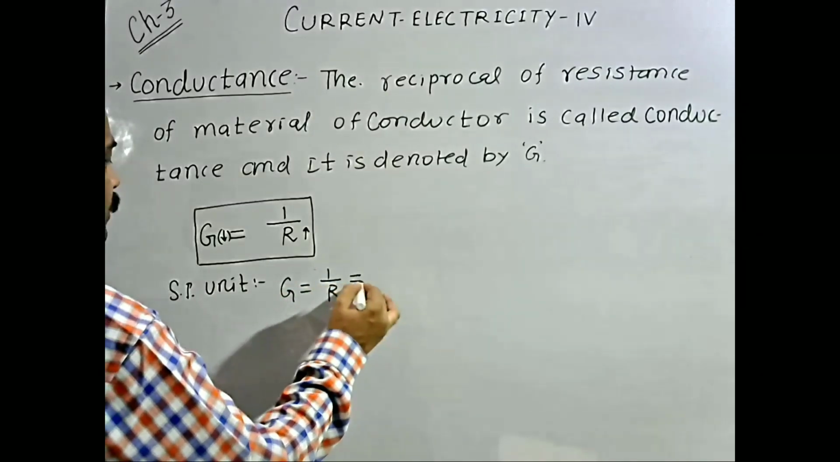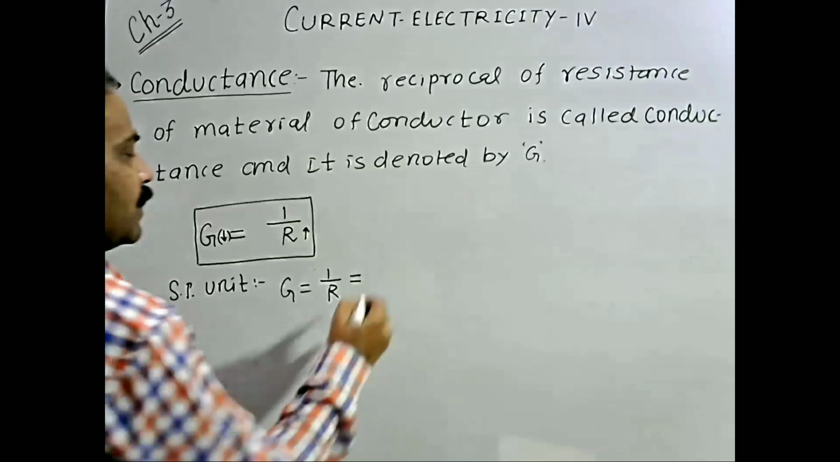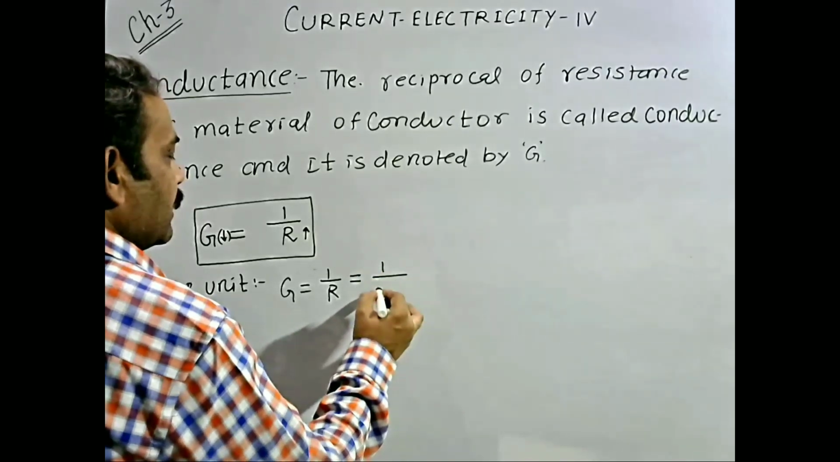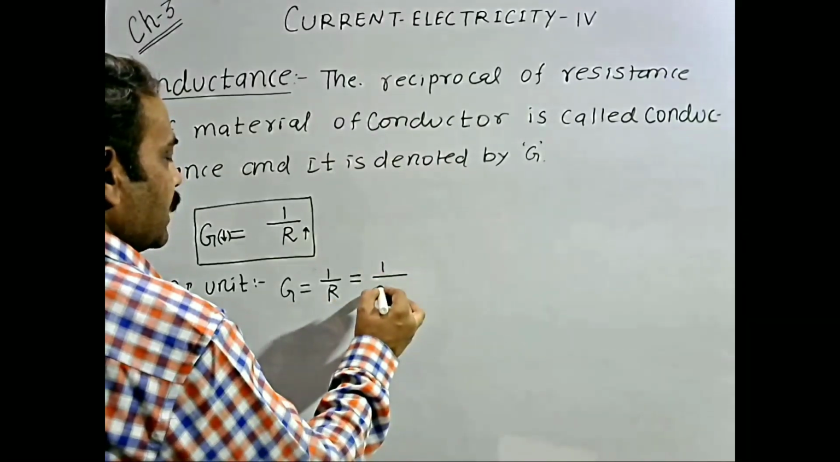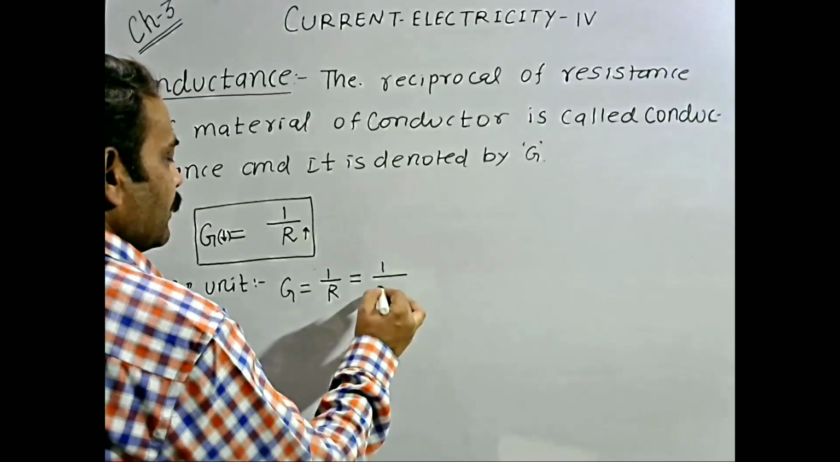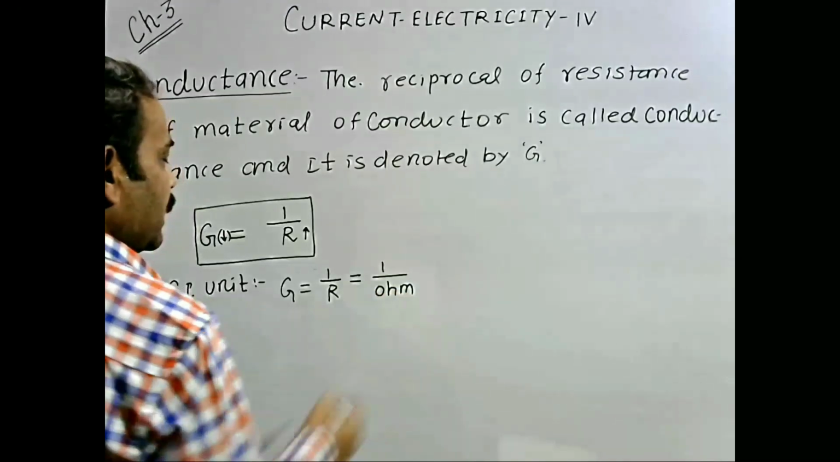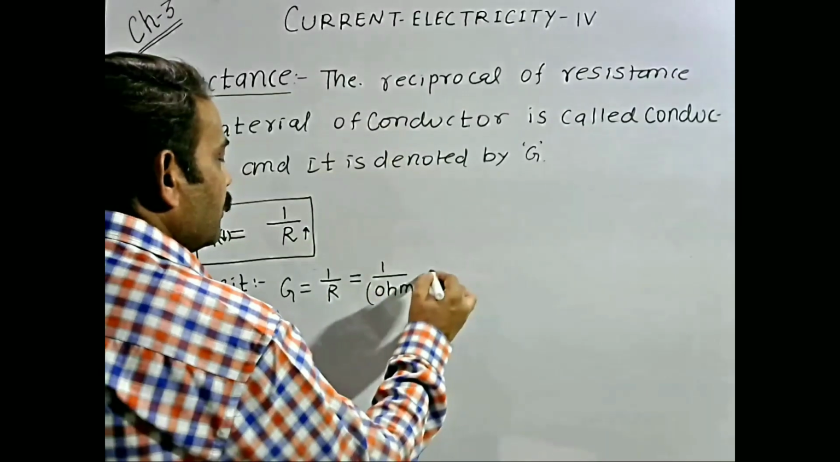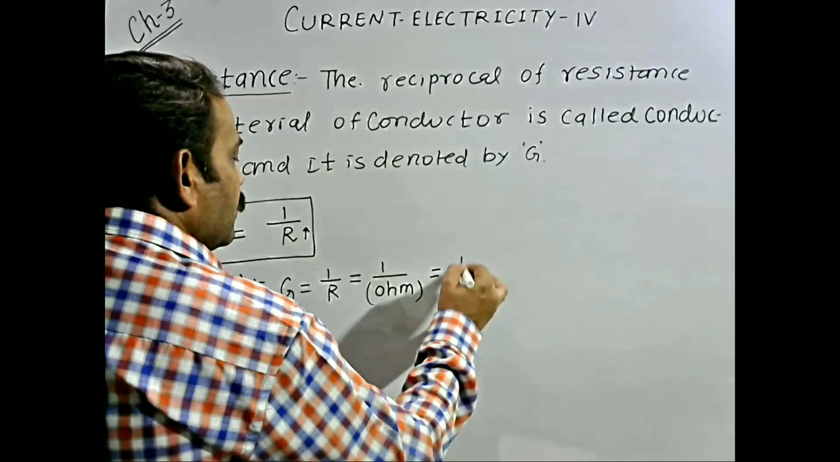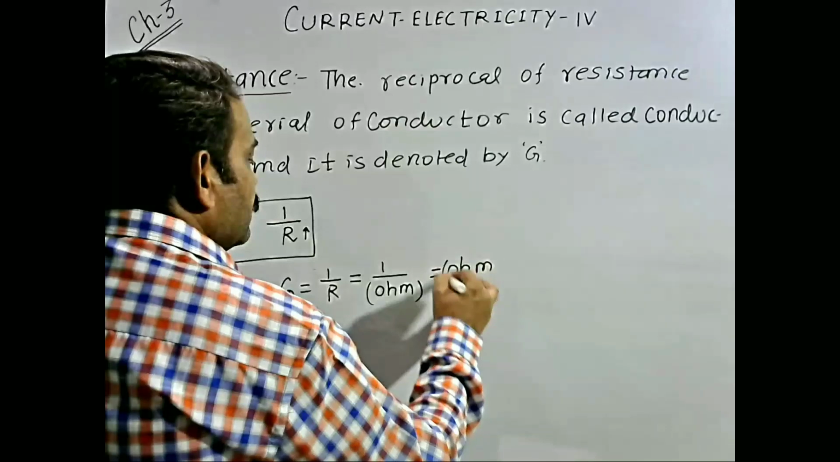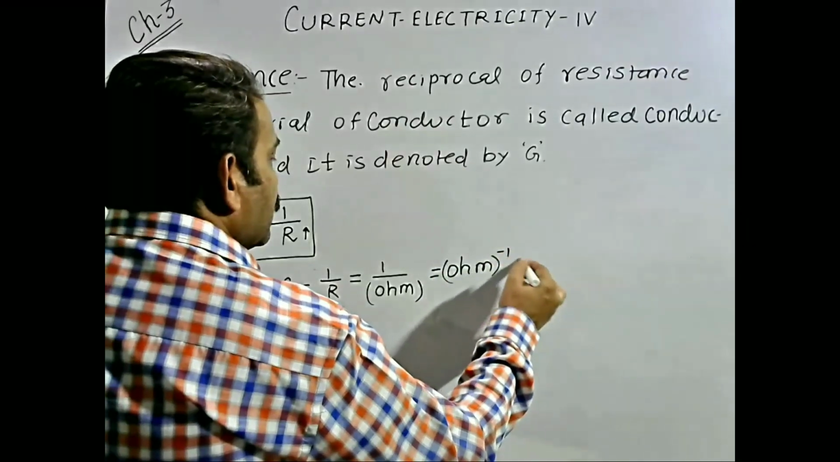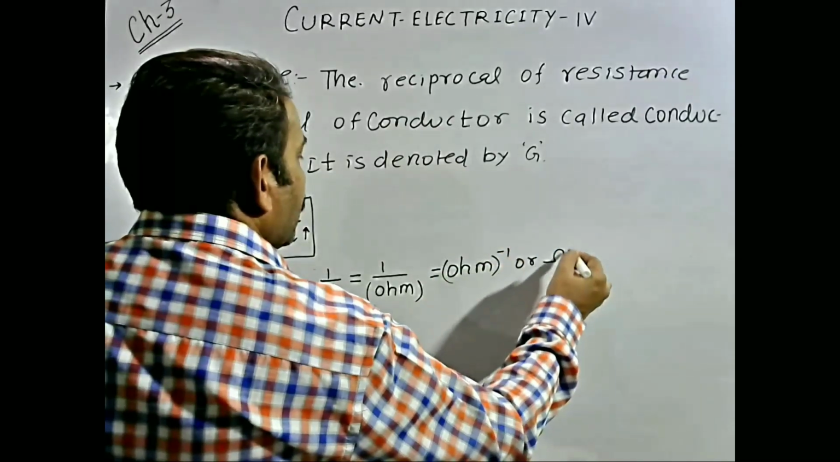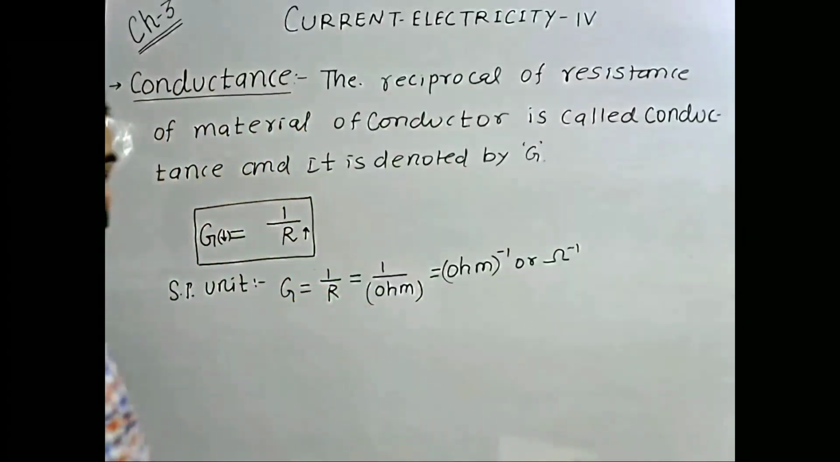As we know that R is measured in ohm, so the unit of resistance is ohm. Therefore, the unit of conductance is G equal to 1 upon ohm or ohm inverse or omega inverse. Clear?